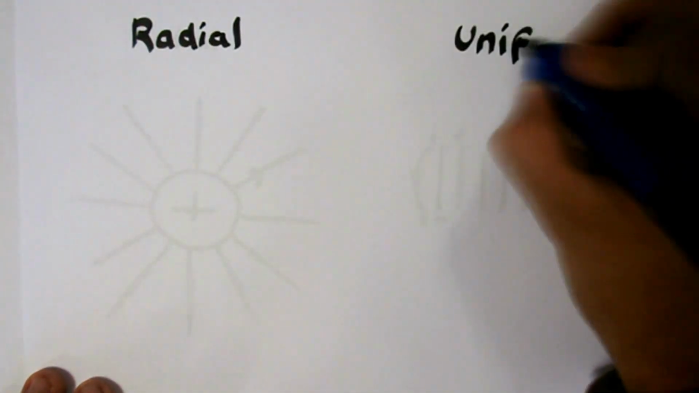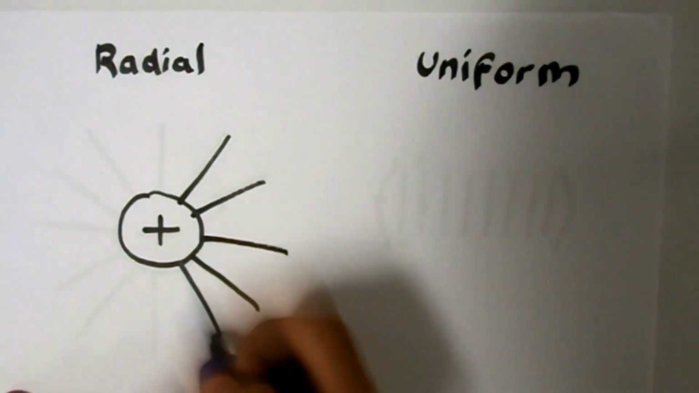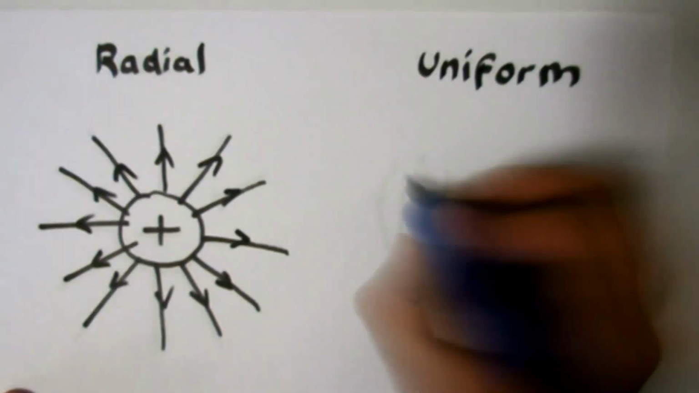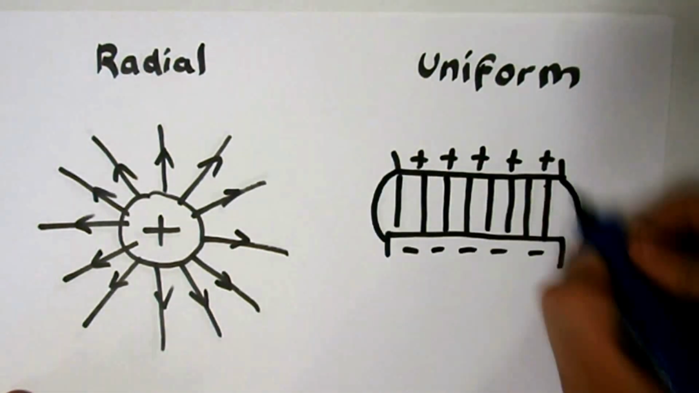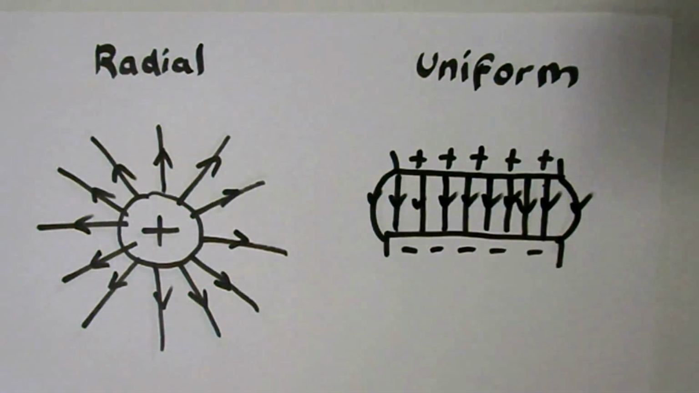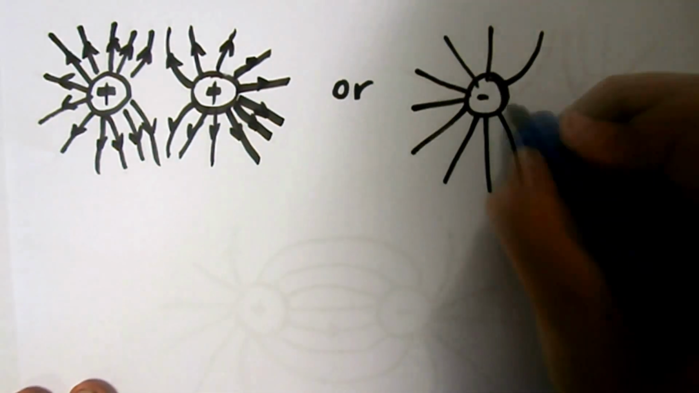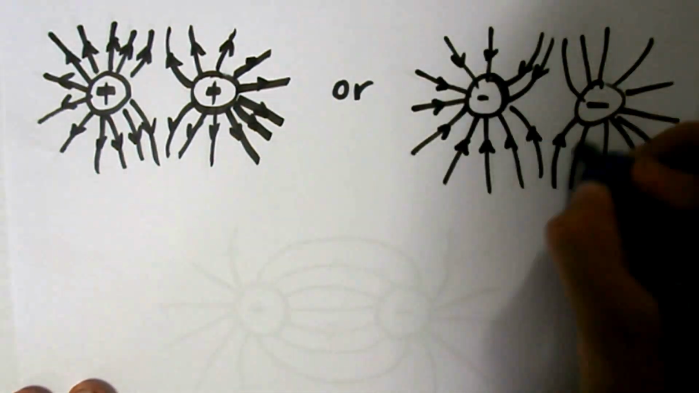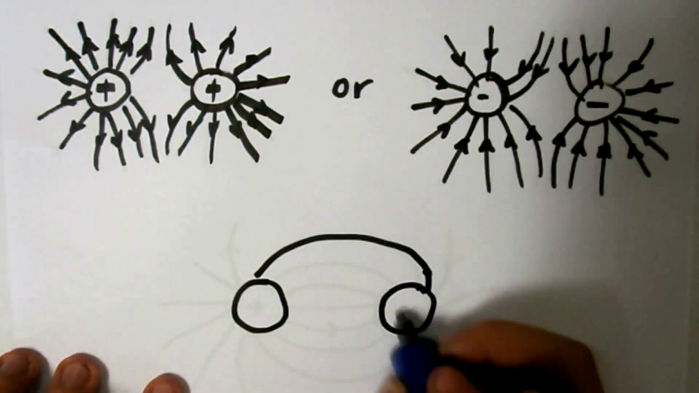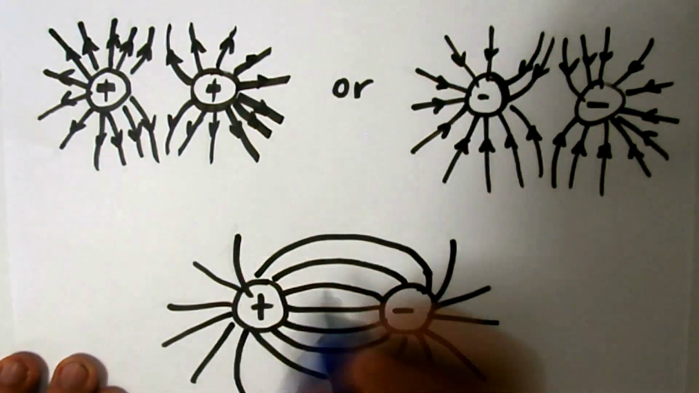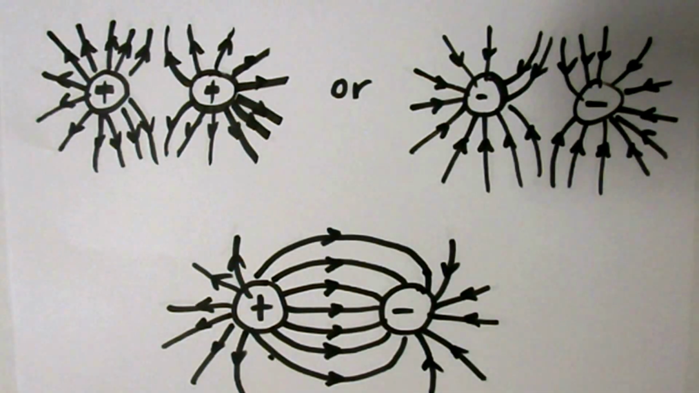There are two types of field, radial and uniform. Most charged particles exert a radial field, but you can create a uniform field using two parallel charged plates. All charged particles exert a force on other charged particles within their electric field, which is asymptotically infinite in the case of point charges. These fields will interact differently, dependent on whether they are like or unlike charges.